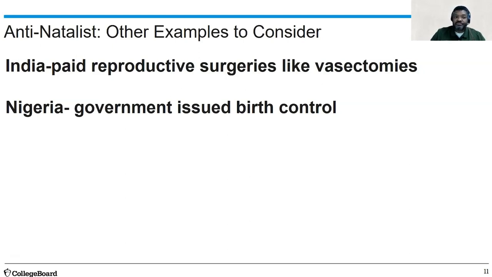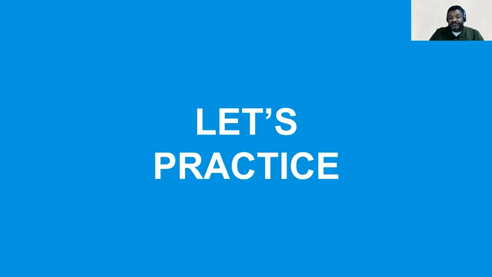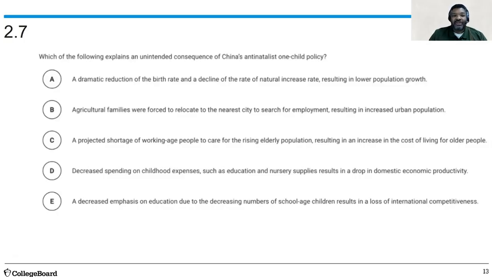Let's practice. Which of the following explains an unintended consequence of China's antinatalist one child policy? Pause the video if you need some more time. The answer is C, a projected shortage of working age people to care for the rising elderly population, resulting in an increase in the cost of living for older people. Due to the fact that China does not have nursing homes, this has led to a rise in the cost of taking care of its elderly.